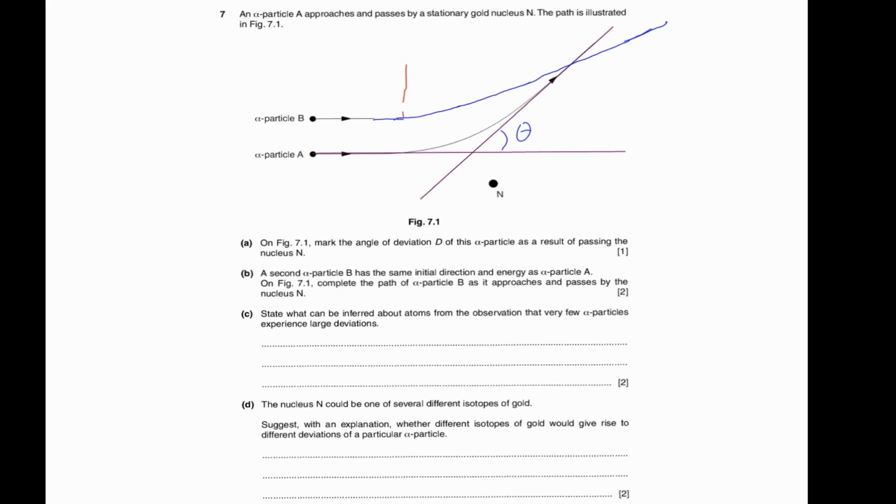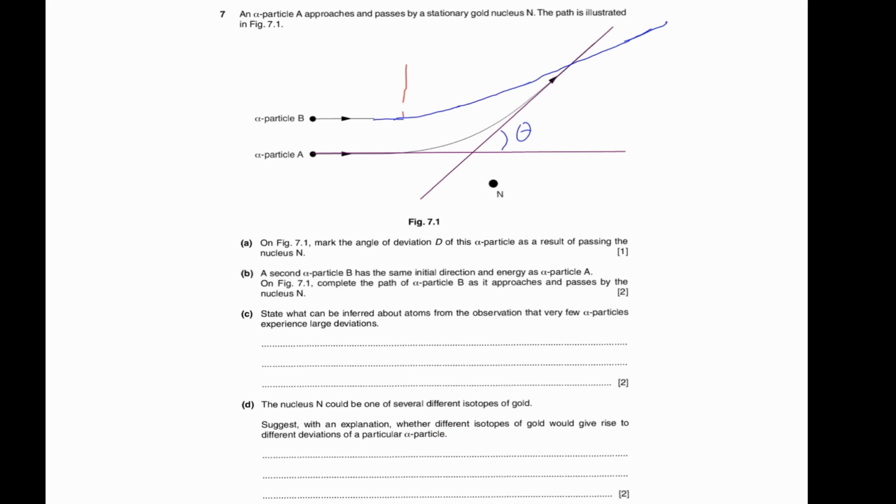Now the next part, state what can be inferred about atoms from the observation that very few alpha particles experience large deviations. That means it's referring to the ones that are deflected at angles more than 90 degrees. So it is a standard conclusion. You can say that the nucleus is positively charged, and most of the mass of the atom is concentrated in the nucleus. So it's the same as before.